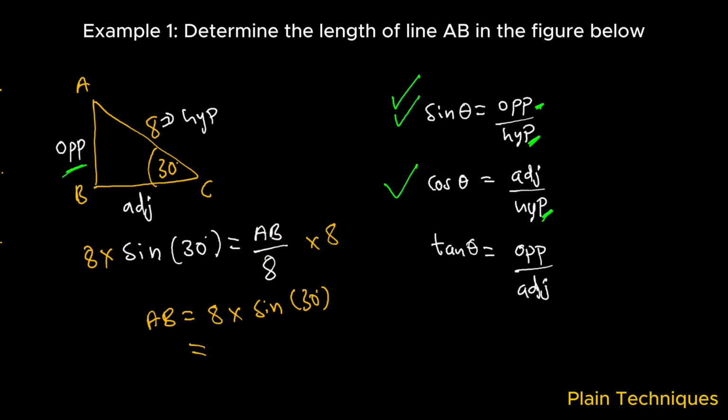All right? So what do I have? I have AB. When you punch this into your calculator, what do you get? Well, I get 4.